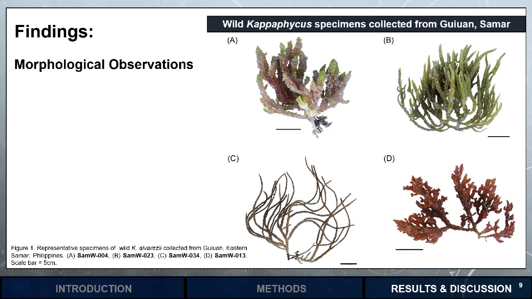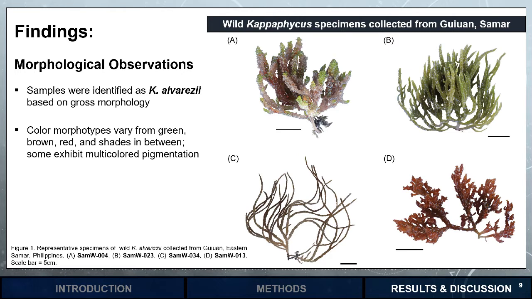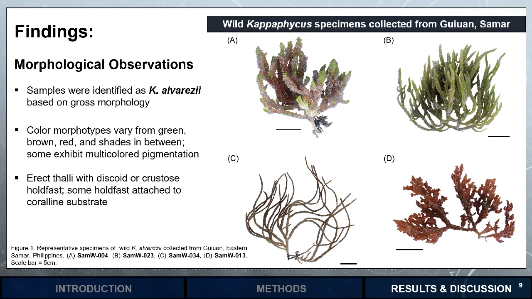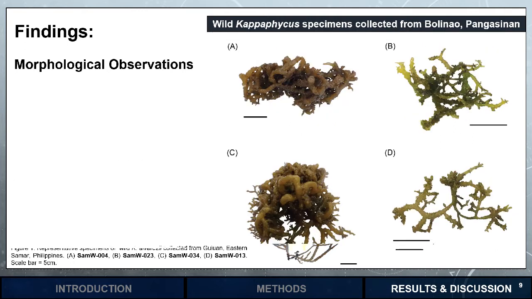Samples from central Philippines in Samar were initially identified as Kappaphycus alvarezii based on gross morphology. Color ranges from green, brown, red, and shades in between, and some exhibited multicolored pigmentations. The thalli were erect with discoid or crustose holdfasts, and some holdfasts are attached to coralline substrate.